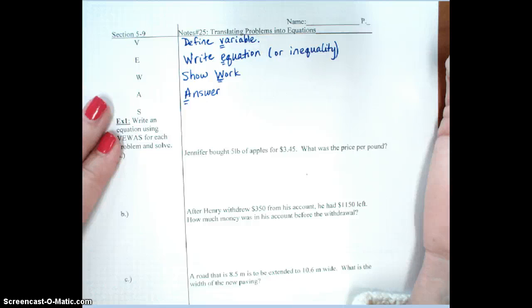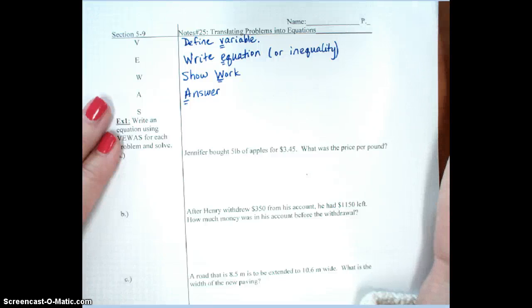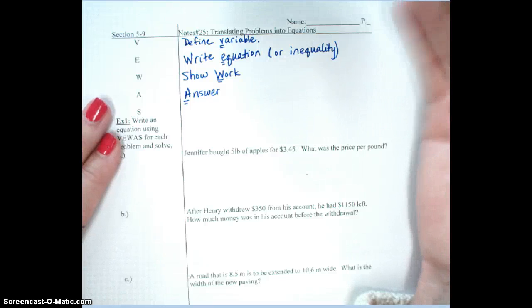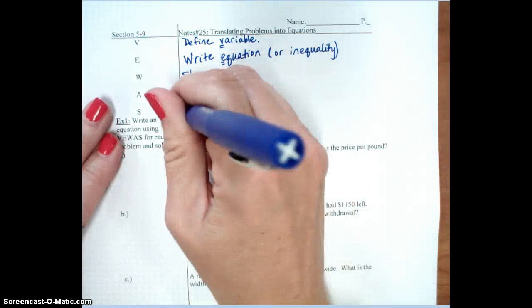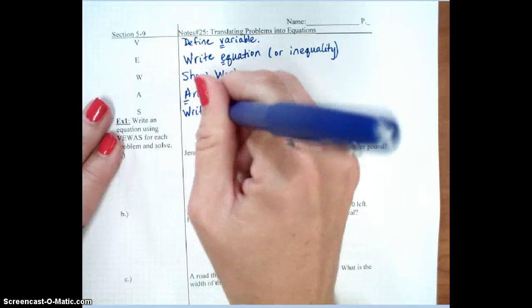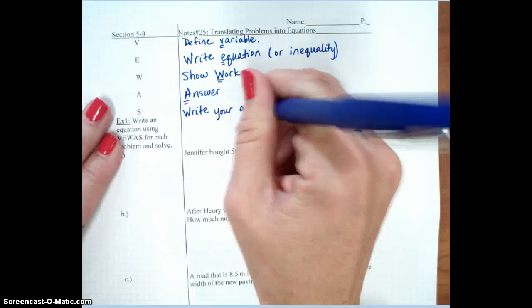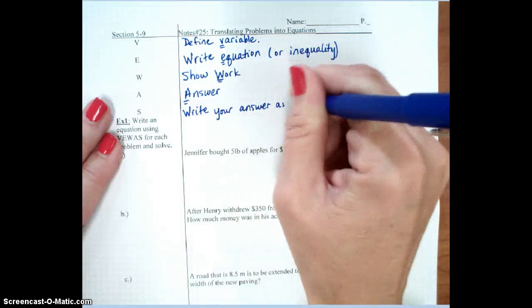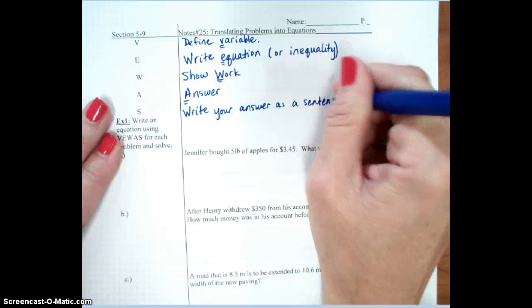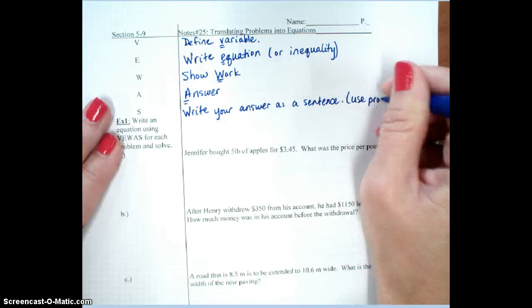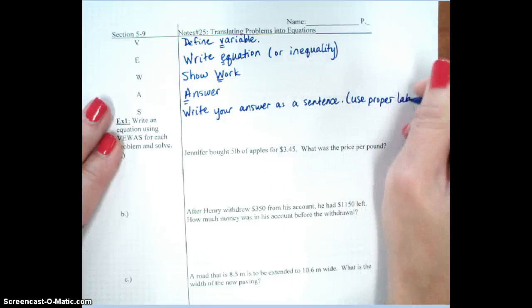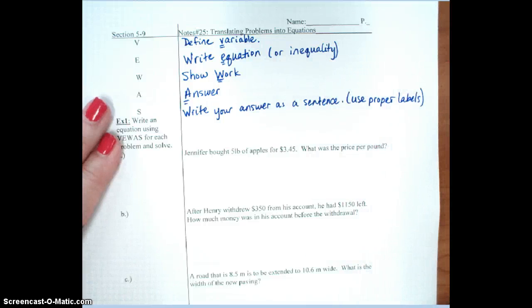So we have S, which is sentence or solution, and you actually need to write your answer as a sentence or as a solution with appropriate labels according to whatever the problem is asking for. So write your answer as a sentence, and what that really means is use proper labels to actually answer what the question is asking for. For example, maybe the answer was 5, but you need to say that it is $5.